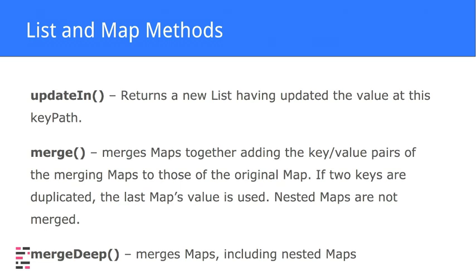Merge is very similar to Object.assign. It just mushes together, or merges together, the two different objects. If the two keys are duplicated, then the latter one is used. This does not work with nested data, so this is shallow, but you've got mergeDeep if you want to deal with deeper state trees.